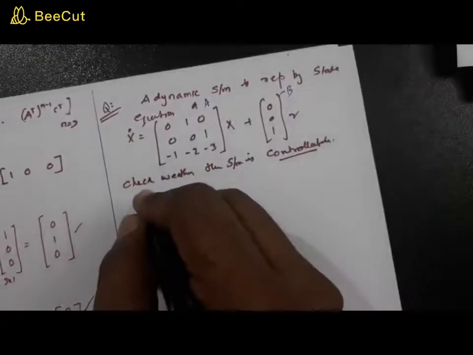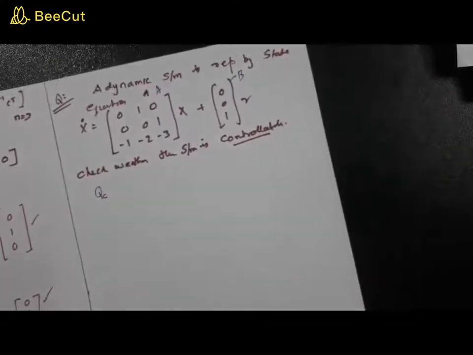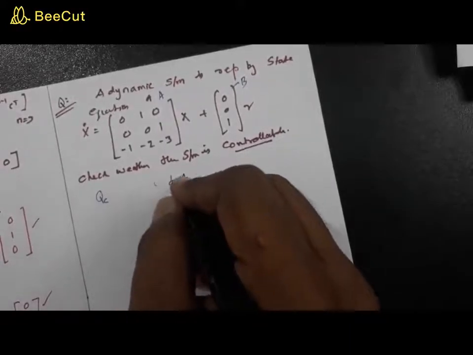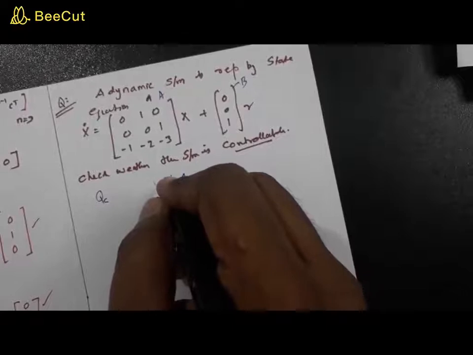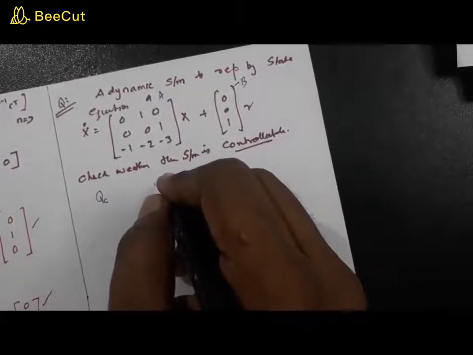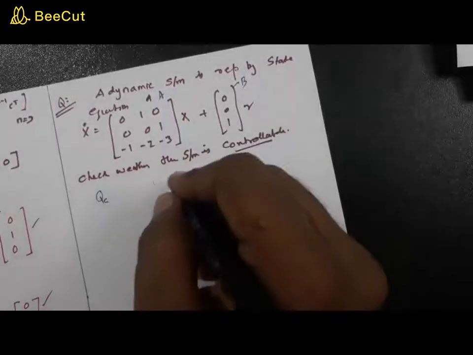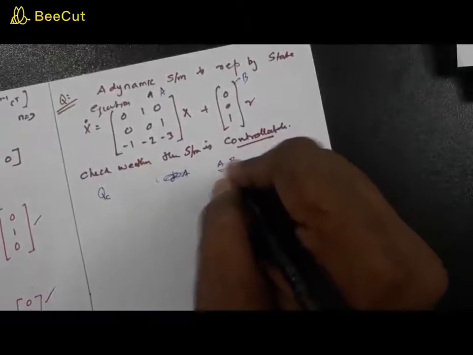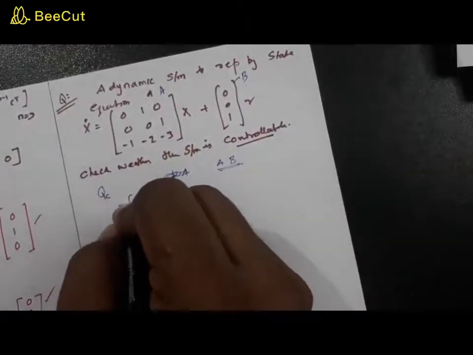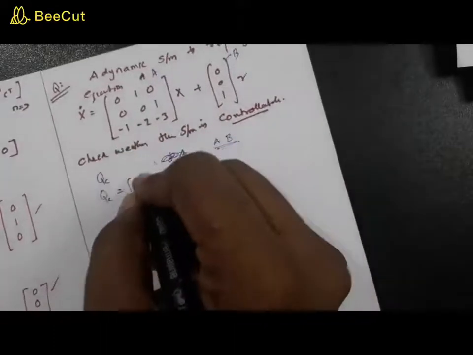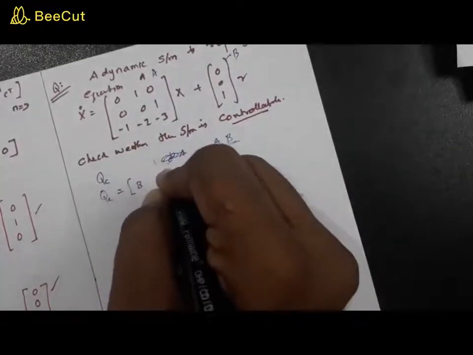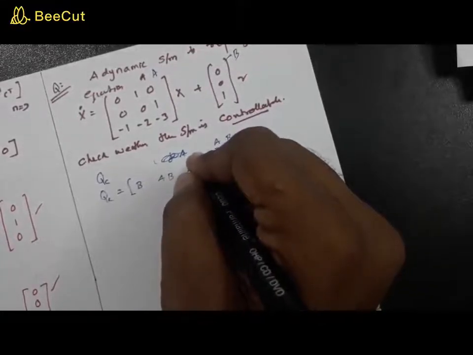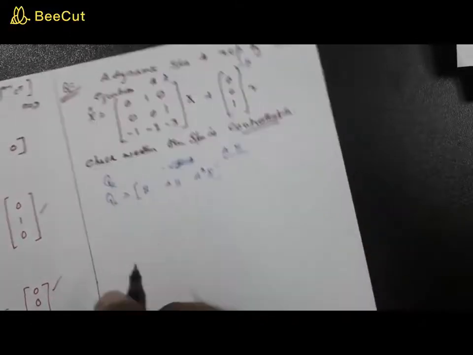Now in order to develop the composite matrix corresponding to controllability, that is QC, you require only the matrix A and B, right? So QC is equal to B, AB, up to A to the n minus 1 times B, which here is B, AB, A square B.